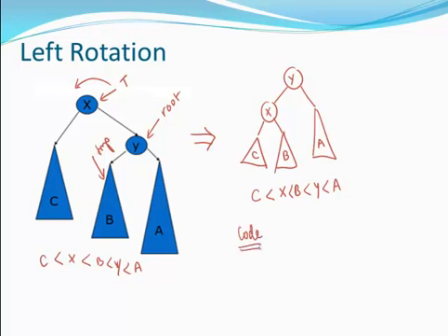Once again, the things that you need to change are the following. This link between y and a remains the same. The left child of y becomes the old root. So let's call this operation number 1. That needs to be changed. And then also the right child of x becomes the old left child of y. Let's call that operation 2.